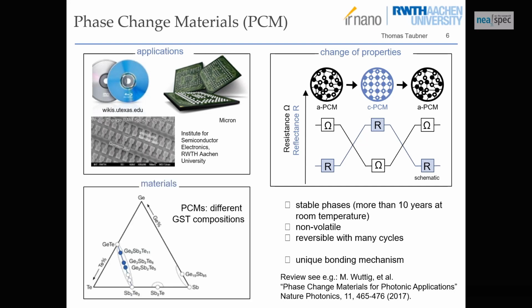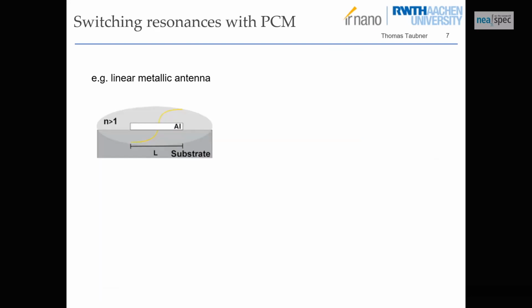And some of them, especially the material class consisting of germanium, antimony, and telluride, show a unique bonding mechanism, which Julian also briefly introduced before. Before we get to that, I will now show you a brief introduction of how we use them for switching the resonance. Just think of the simplest nanophotonic structure. This is a linear antenna.